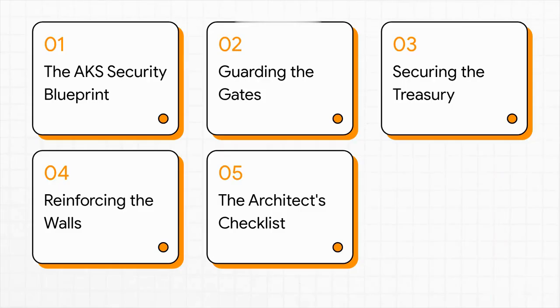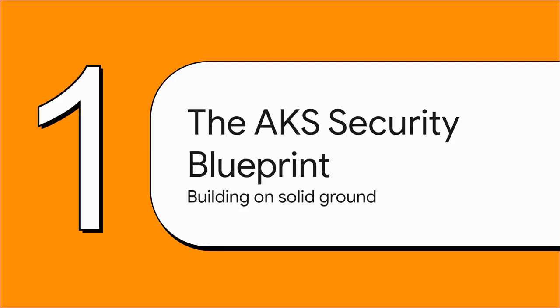So how are we going to build this thing? Well, we're going to construct our fortress in 5 key stages. First, we'll lay out the security blueprint. Then, we'll post guards at the gates to control who gets in. After that, we lock down the treasury. Got to protect that data. Next, we'll reinforce the walls to harden the whole structure. And finally, I'm going to give you the architect's checklist so you can make sure your own fortress is rock solid.